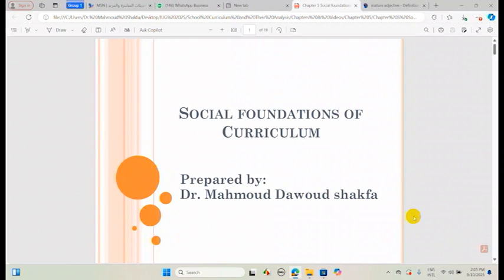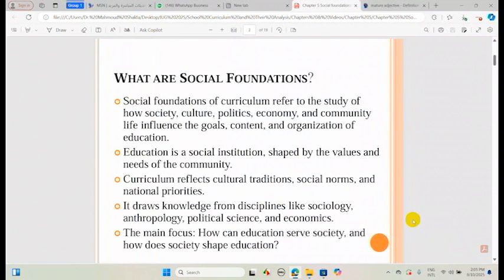And in this presentation, we'll talk about social foundations of curriculum. And this foundation will be the last one. And as you know, in the previous presentations, we talked about philosophical foundations, historical foundations, and psychological foundations. Okay, when we say social foundations, what do social foundations mean?